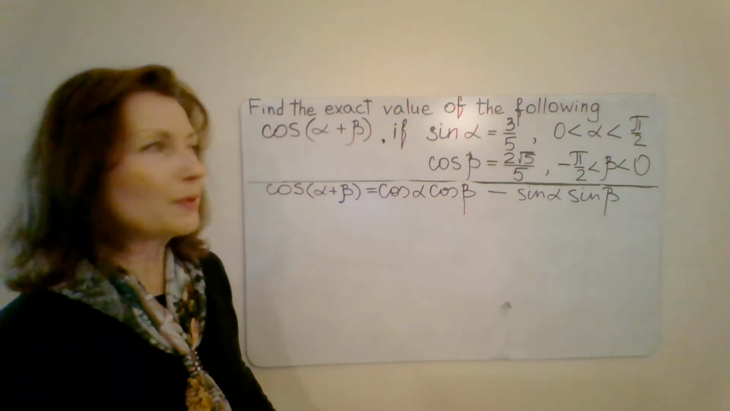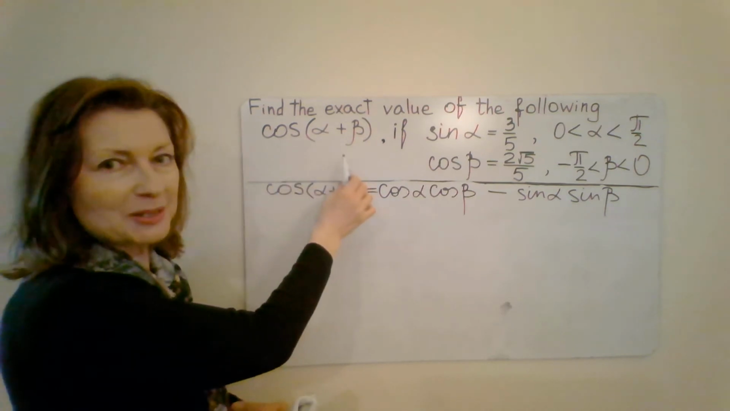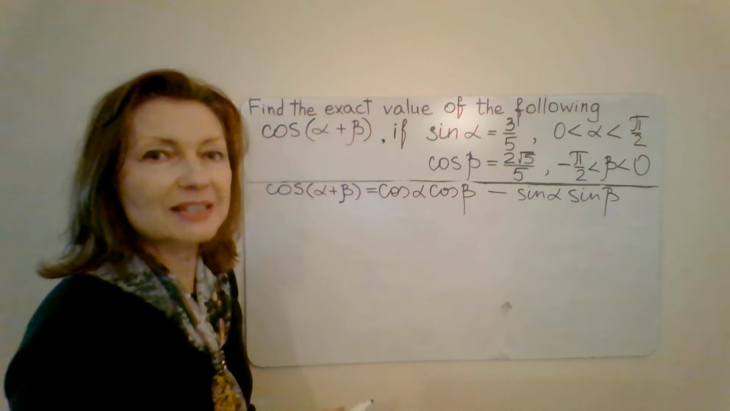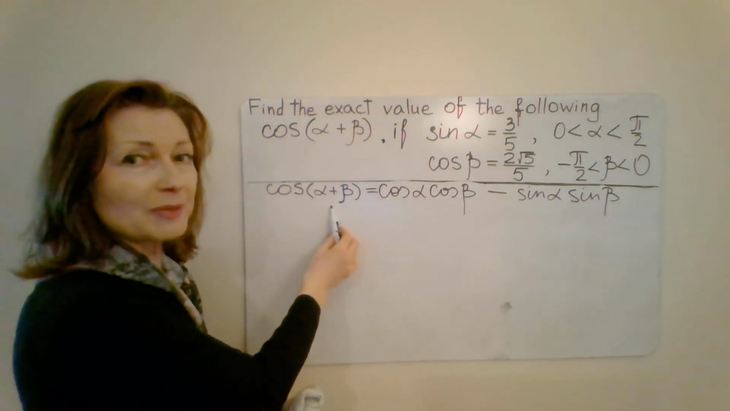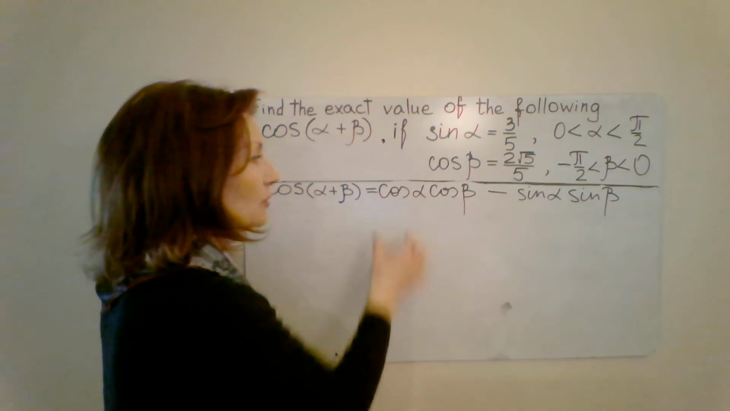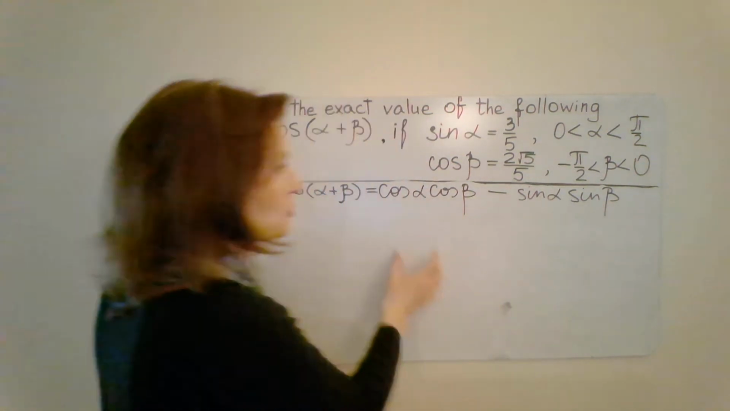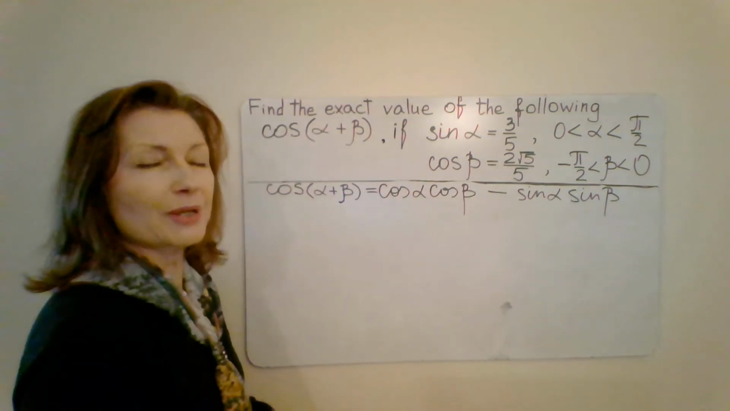Hello. Today we are going to find the exact value of cosine alpha plus beta if sine alpha is given and cosine beta is given. So we start with this formula. Cosine alpha plus beta is equal to product of cosines minus product of sines. We just need to plug value for each of these ones and evaluate.